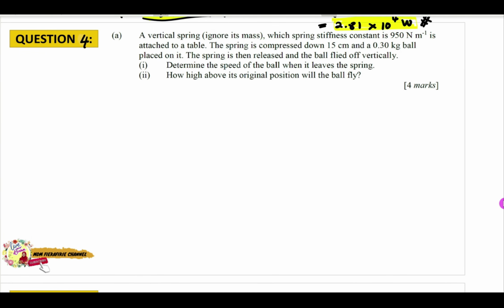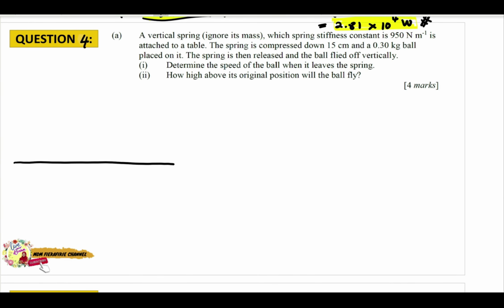So here we have a vertical spring, ignore its mass, which spring stiffness constant is given with 950 Newton per meter. It's attached to a table. The spring is compressed down 15 centimeter and 0.3 kg ball placed on it. The spring is then released and the ball flies off vertically. So determine the speed of the ball when it lifts the spring. So lukis dulu, baca je. Kan kita pening nanti, so kita lukis dulu.